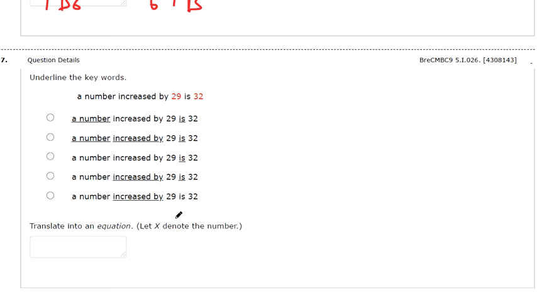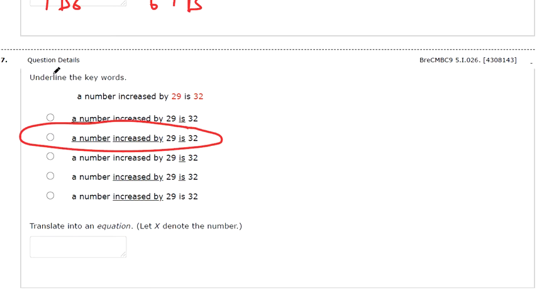I mean, these are all important. The keywords. A number is a keyword because that means X. Increase by, that's a keyword because that means we're doing some addition. I don't think they want you to underline is, though. I think is a keyword because it means we have to put an equal sign. This is what I would pick, but there's something in my intuition that's telling me it's wrong.